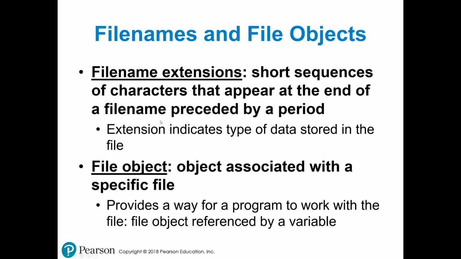Alright, so that's what file extensions are. So let's talk about file objects. A file object is an object associated with a specific file. What this does is it provides a way for the program to work with the file. The file object is referenced by a variable.